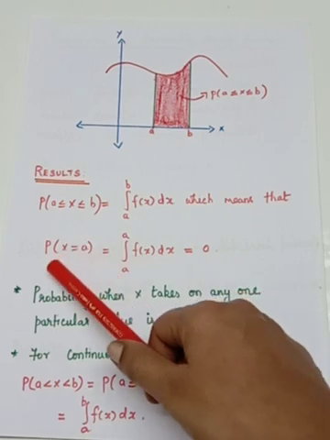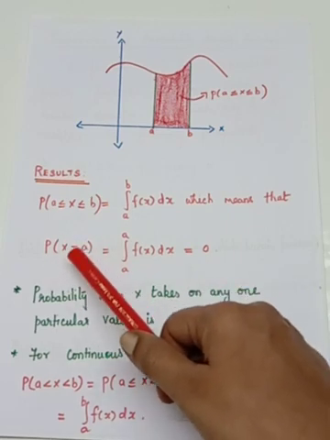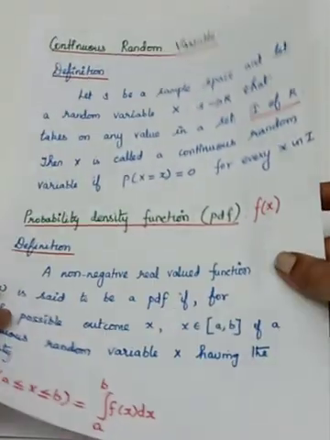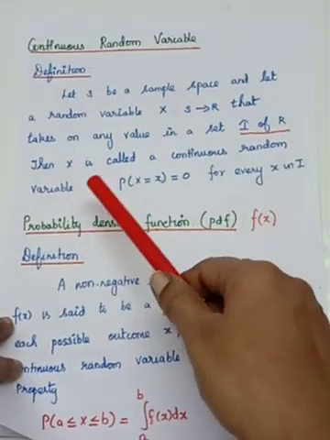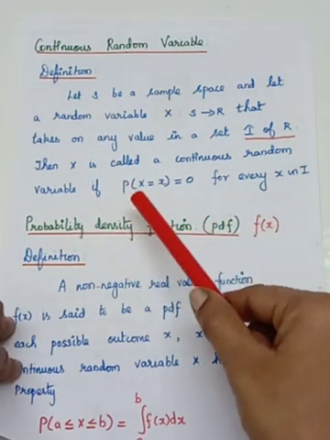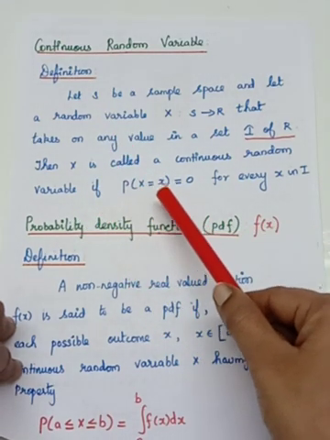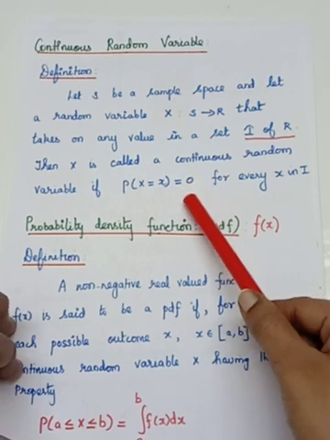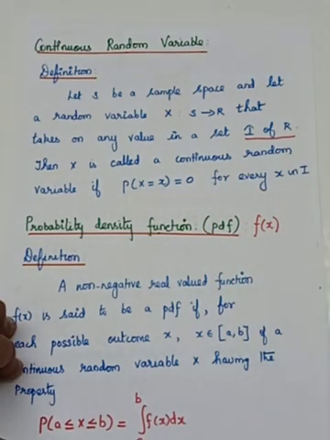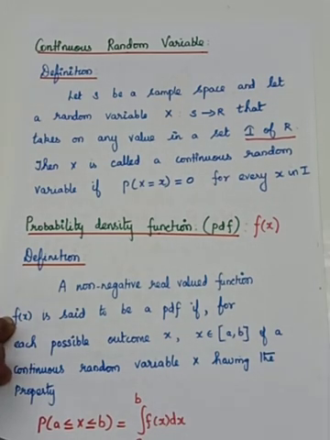So the probability of a particular value of x is 0. That is what we mentioned in the definition. X is called a continuous random variable if P of capital X equal to x is equal to 0 for every x. Because for a continuous random variable, if you want to find the probability, you have to use integration.